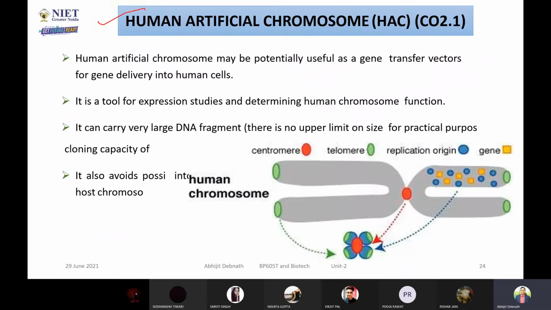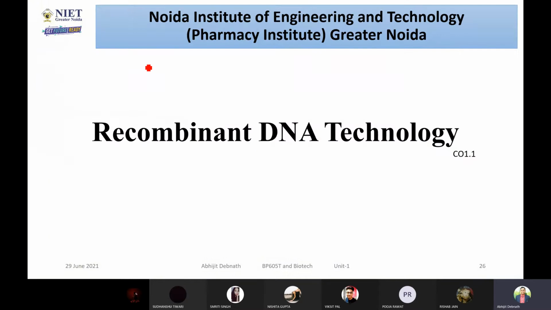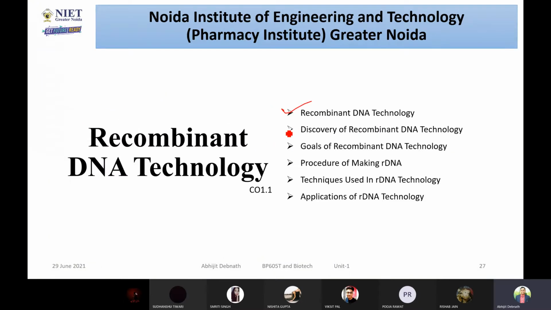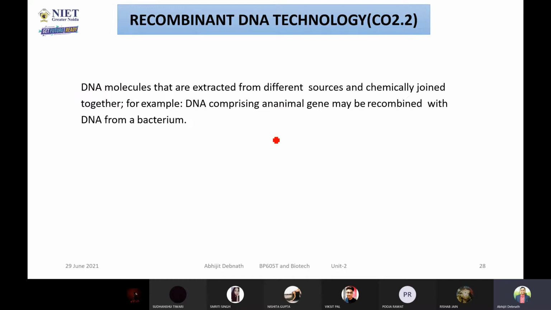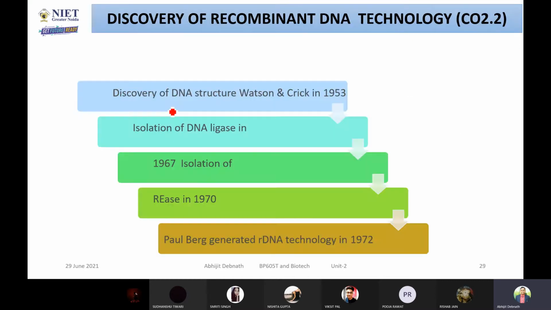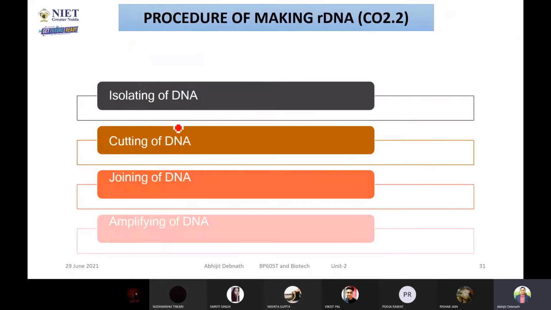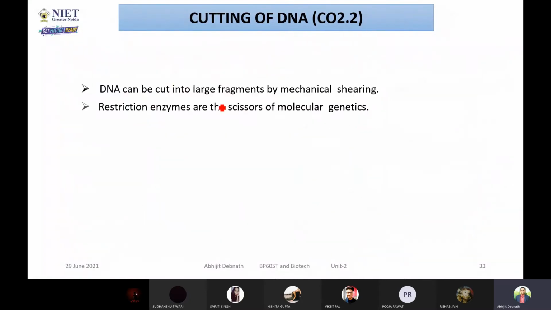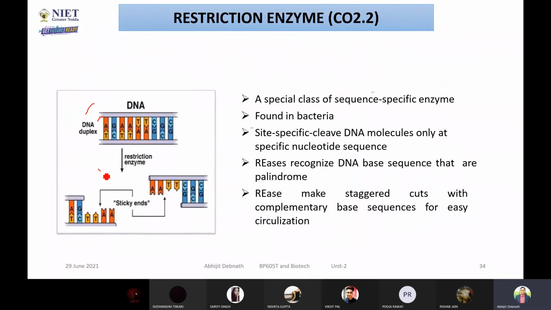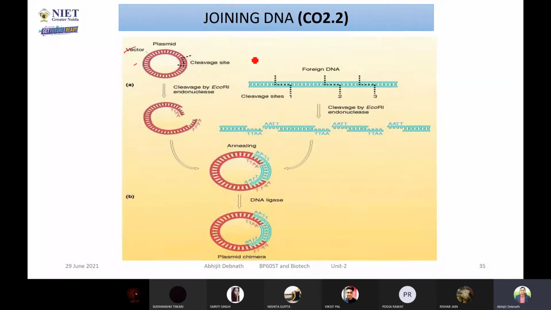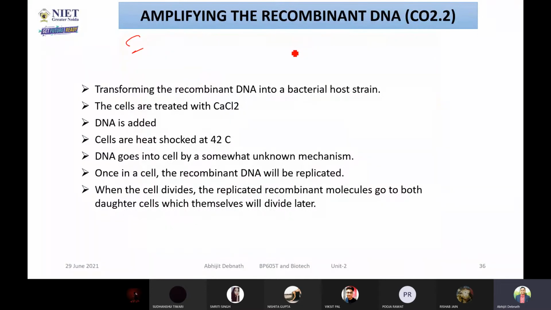Then I told you about the human artificial chromosome, the various sizes, and then I gave you a basic understanding of recombinant DNA technology, under which we have seen what rDNA is, discovery, goals, procedure, techniques, and application. This part in detail we learned in our unit 1. But still, in yesterday's lecture, I gave you the basic understanding. In procedure, I told you isolation, cutting, joining, and amplifying. You have to cut, then you have to join those things by using the sticky ends, and after that comes amplifying.